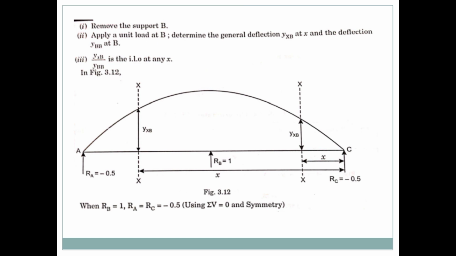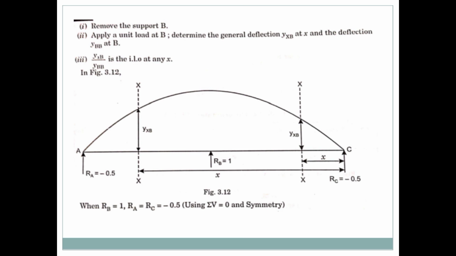So here in the figure, this is the influence line diagram for this continuous beam. We are assuming RB is equal to 1, a unit force at RB equal to 1. So you get the normal influence line diagram, and at the two ends you want to find the final values of YXB and YBB.